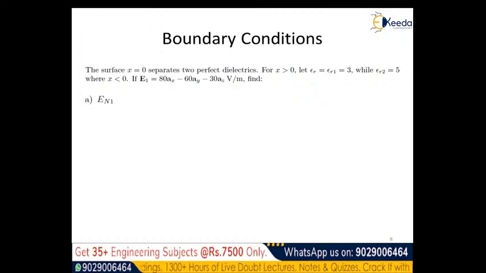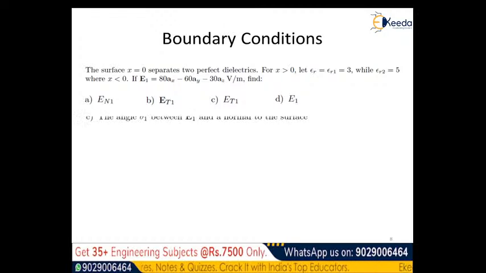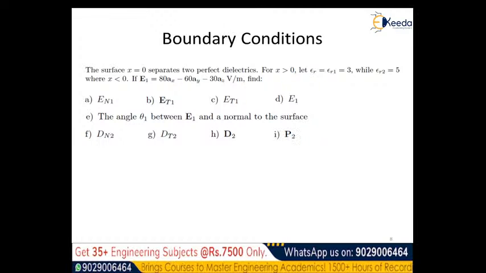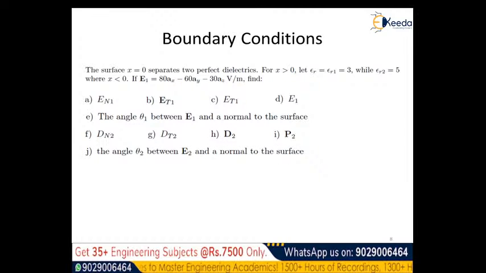Part A: we have to determine En1, part B Et1, part C Et1, part D E1. Then in part E, the angle theta 1 between E1 and the normal to the surface. Next, we are required to determine DN2, then Dt2, then D2, then P2, and then the angle theta 2 between E2 and the normal to the surface. So this is our problem statement, and we have to solve it.